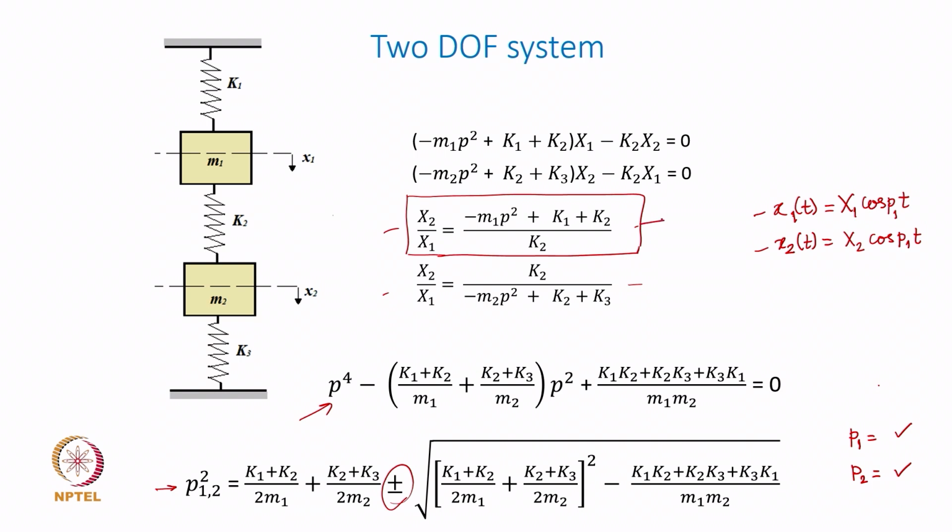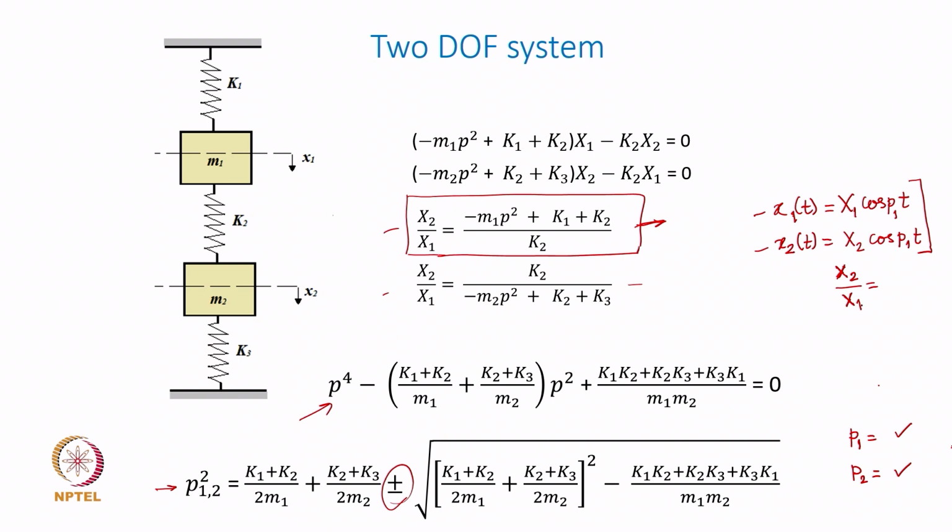This expression actually tells you the ratio of amplitude x2 and x1, meaning thereby that the expression here will tell you what the relative amplitude of mass M2 in relation to the amplitude of mass M1 should be, so that the entire system that comprises mass M1 and M2 will oscillate with the frequency P1.